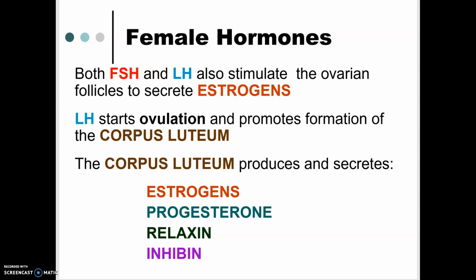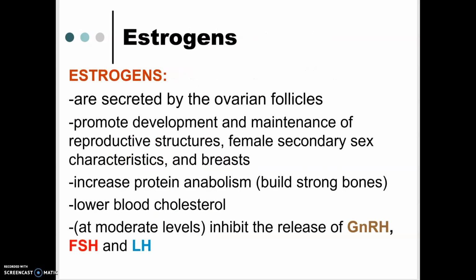The LH will start the process of ovulation. We talked about that in the previous clip. And it'll promote the formation of the corpus luteum. Once the corpus luteum is formed after ovulation, then we're going to have 4 hormones that are released from the corpus luteum: estrogens, progesterone, and then relaxin and inhibin. So there are a lot of different hormones that come into effect when we're talking about regulation of the female reproductive system.